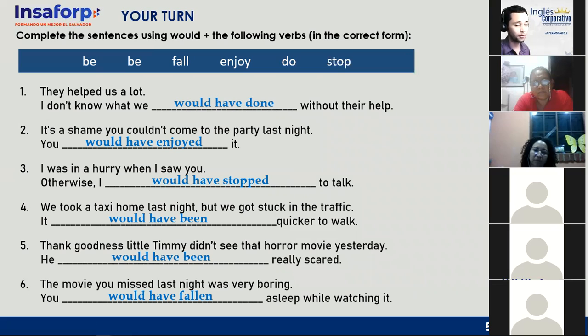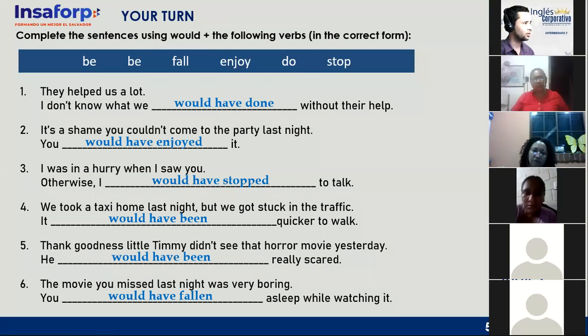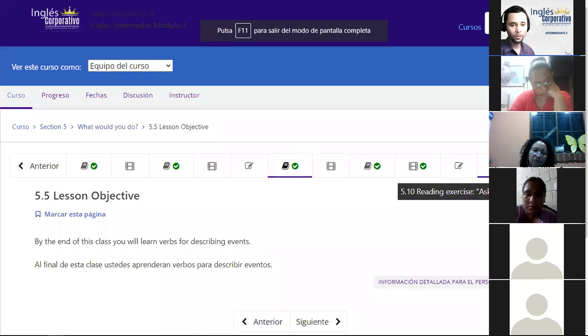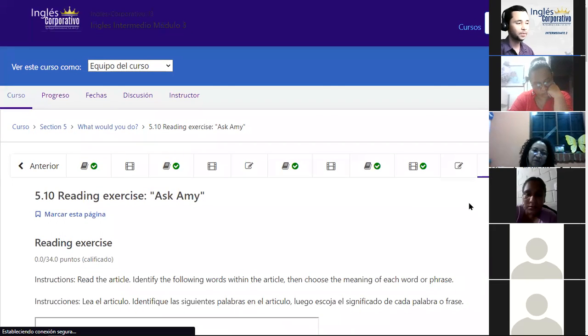But before we go into the final exercise, we have to check the, let me see, where is it? Oh my God, it's not open. Well, sorry, I need to open the platform right here. Just give me a second. Just opening the platform. Ok, tenemos que echarle un vistazo al examen final, solo para asegurarnos de que no haya ninguna duda o ninguna dificultad. Ok, just give me a moment. My computer is very slow. Ok, everybody.